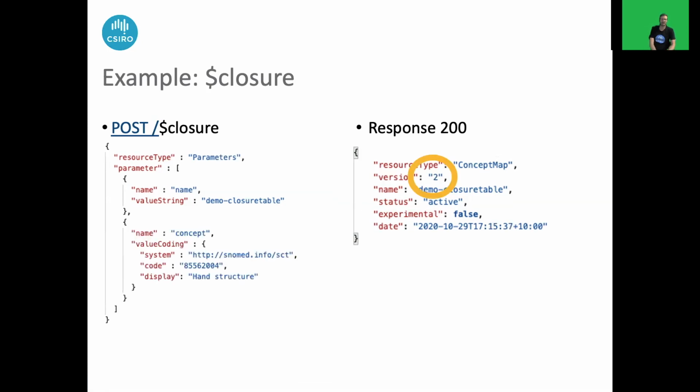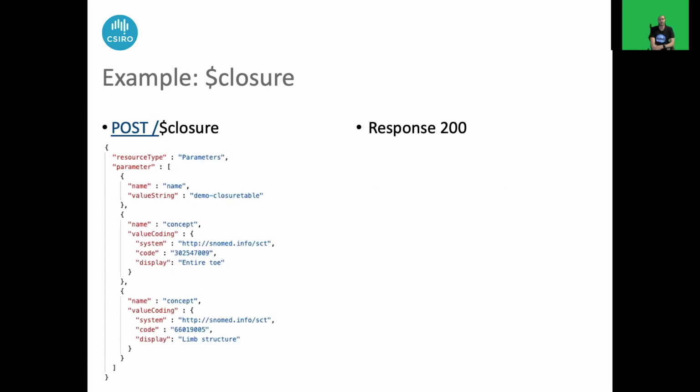So in the second step, we're going to add in another code. We're going to pass in another parameters object. We're going to use the same name for the closure table, so the server knows which closure table we're adding a code to. And we're going to add in the hand structure code from SNOMED CT into our closure table. And when we do that, the server sends us back another concept map. This is version 2 of the concept map, so we know that it's progressed. And that's an important way of knowing that the server hasn't forgotten our closure table, that the version is incrementing the way we expect it to. And again, it hasn't added in any relationships. There's only one code, so there are no hierarchy relationships.